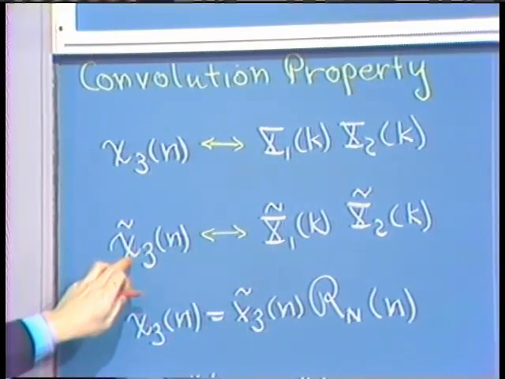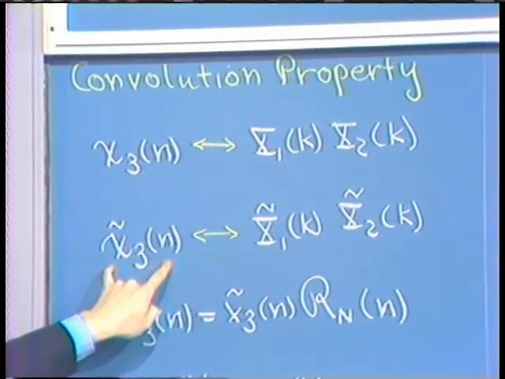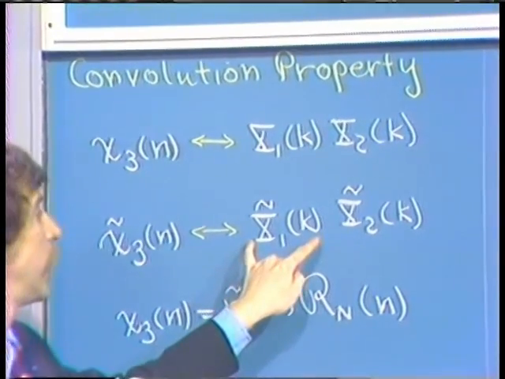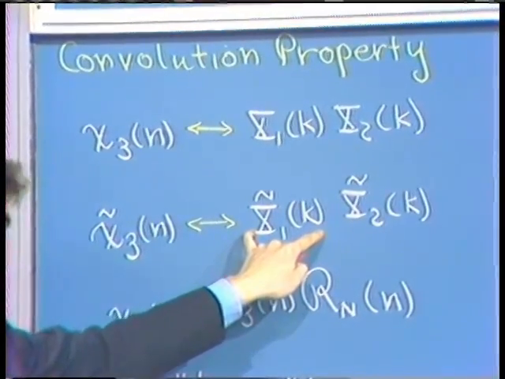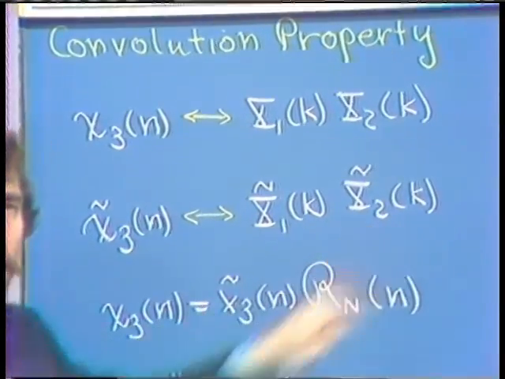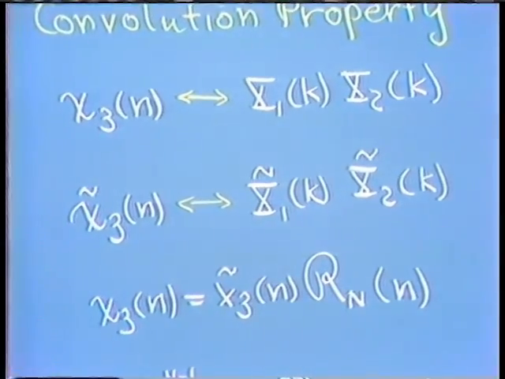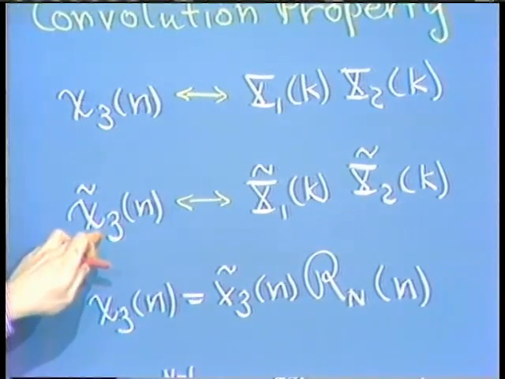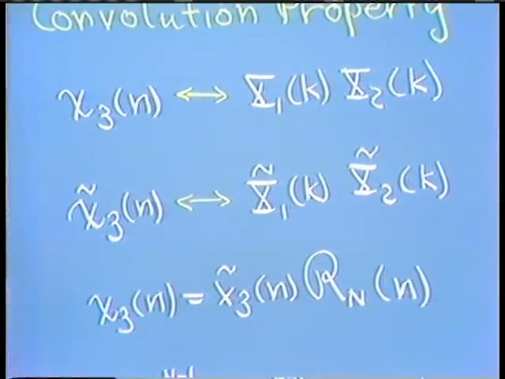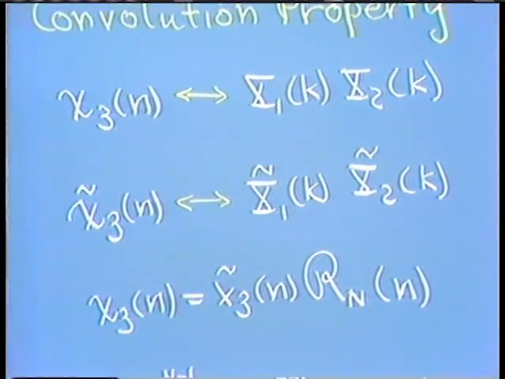Well, we know what the periodic sequence is, whose discrete Fourier series is the product of the discrete Fourier series of the periodic equivalent of x1 of n and the periodic equivalent of x2 of n. And this sequence must just simply be one period extracted from x3 tilde of n. In other words, x3 of n is equal to x3 tilde of n multiplied by a rectangular sequence.